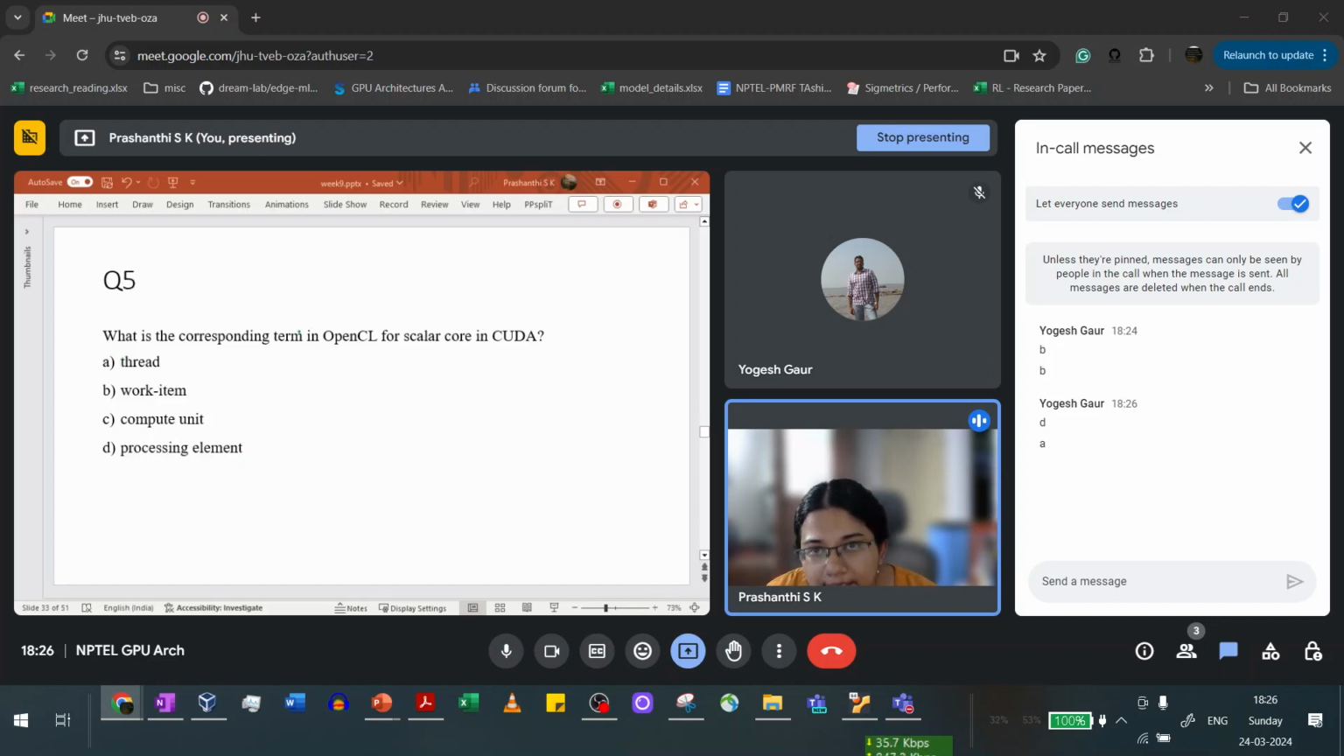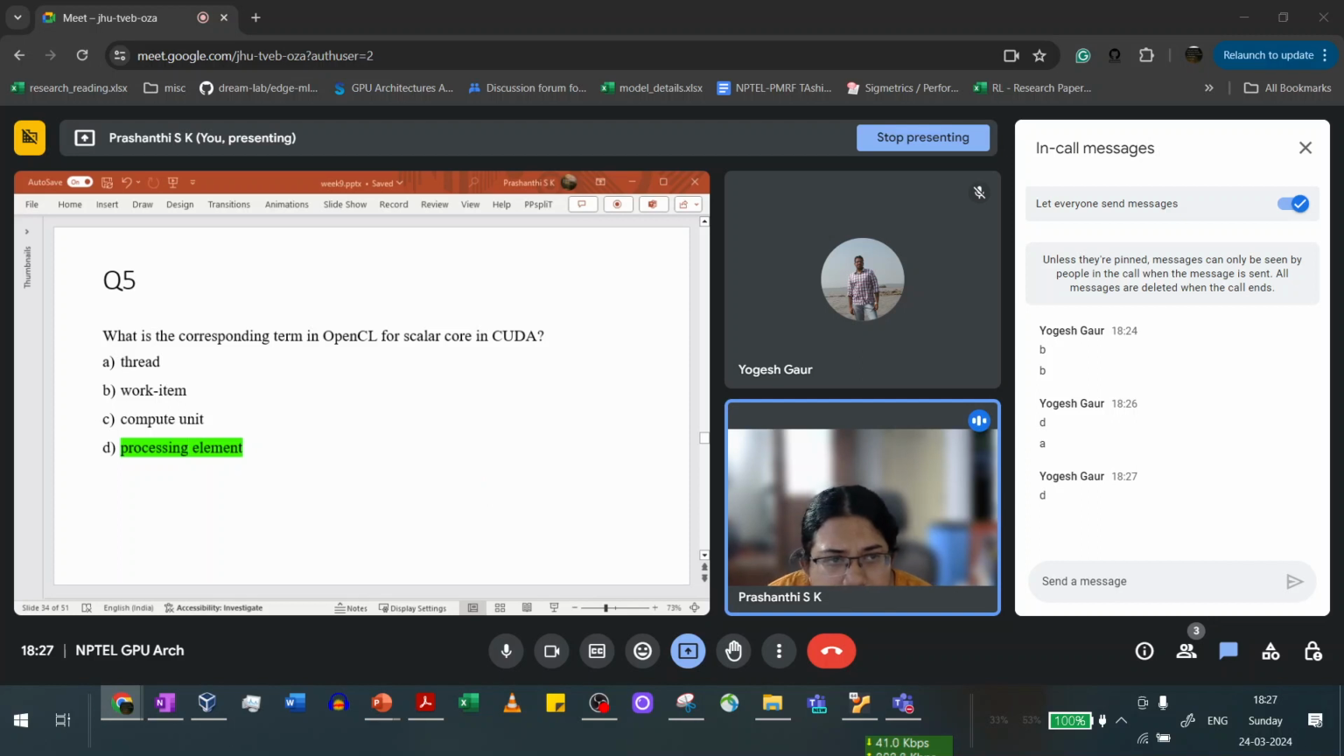What is the corresponding term in OpenCL for scalar code in CUDA? Thread, work item, compute unit, processing element. D, processing element. Yes, that's correct.